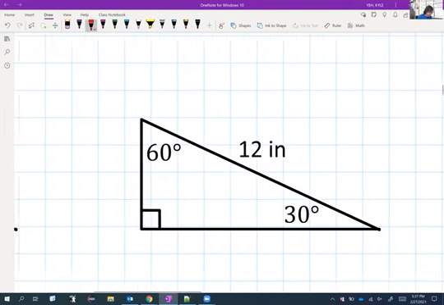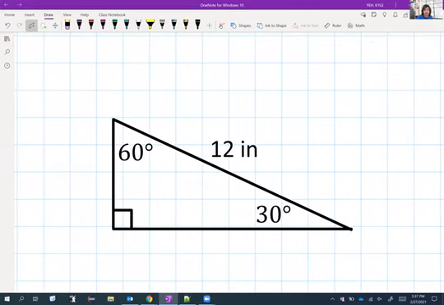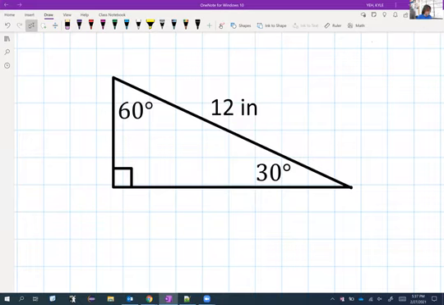So here we go. Let's say we're given this triangle and asked to find the two missing side lengths. Again, the first thing I would do is say, what side am I given? I'm given the hypotenuse. That's my, quote, 2x side. And I know my short side is x, and then my longer leg is x root 3.